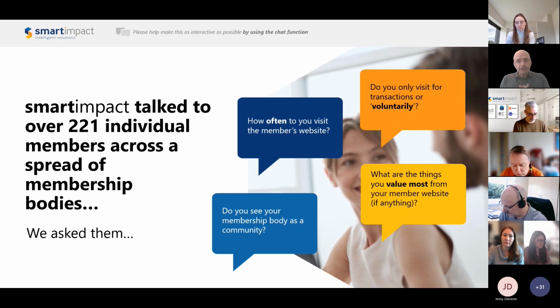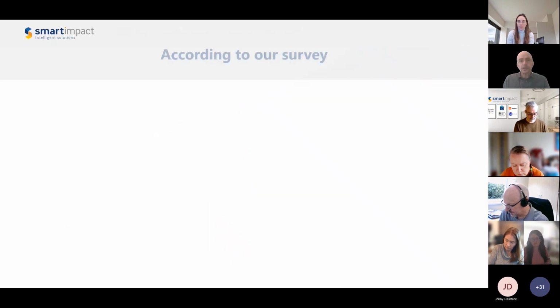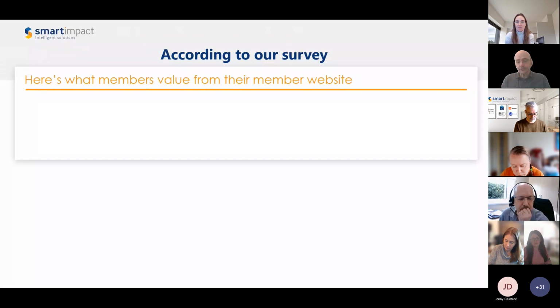One of the more disappointing things that came out of the survey, if you're looking at the membership space and how things could have evolved over the last 10 years, is that a disappointing proportion, well over half, don't ever go to their membership website unless they're forced to in order to do a transaction. Very few are seeing it as something they would do for pleasure or entertainment or community or support. They're going there to carry out transactions. So we then broke down the reasons they do go to the website where they do. And what we found is here's a list of things that they actually value the most where they are going to the member website.